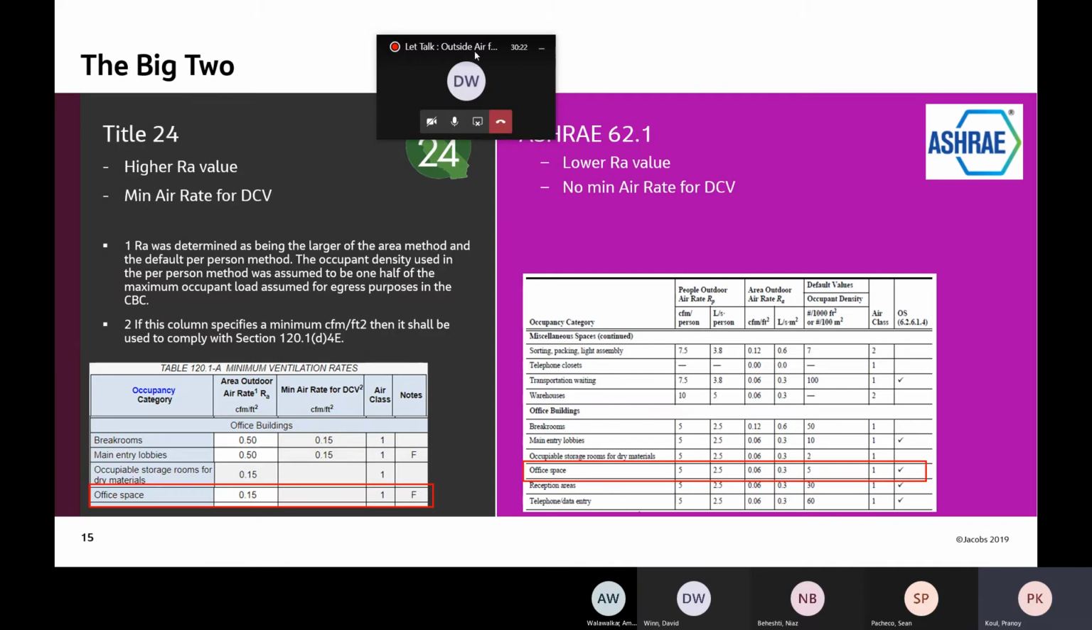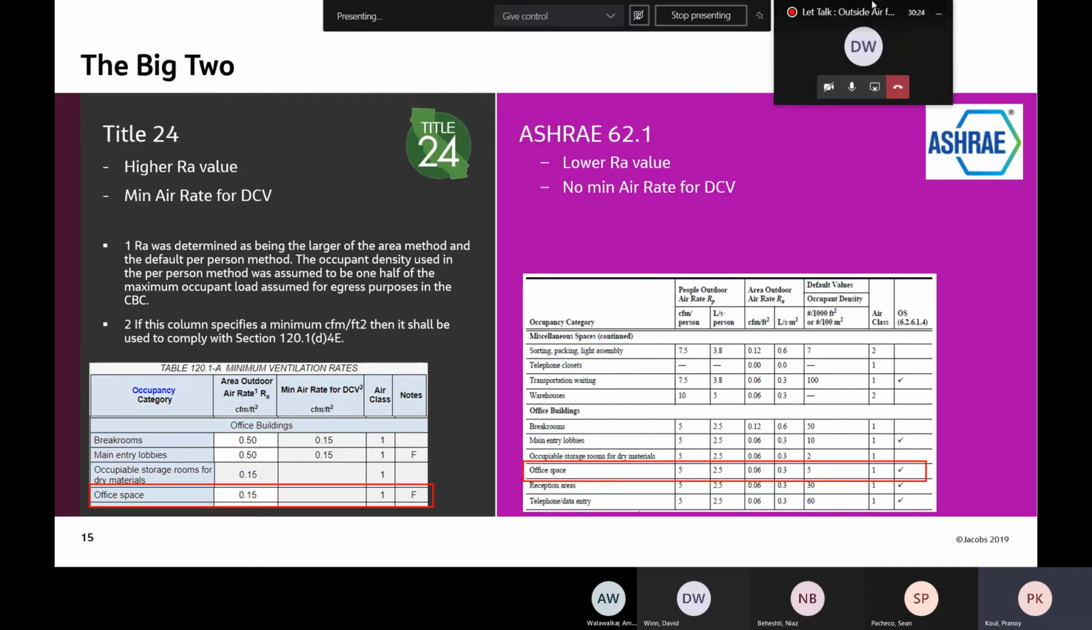Alrighty. So talking about the big two, and as I already told you, ASHRAE 62.1 is the bedrock. But now, what is the difference between Title 24 and 62.1? Why is Title 24 a little bit different than 62.1? Let's talk about it right now.